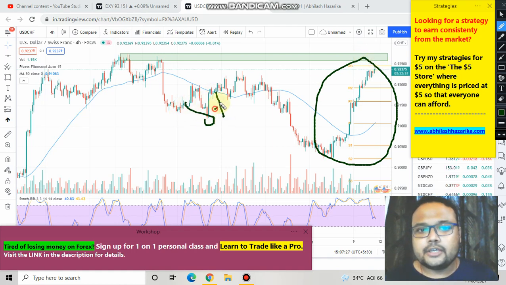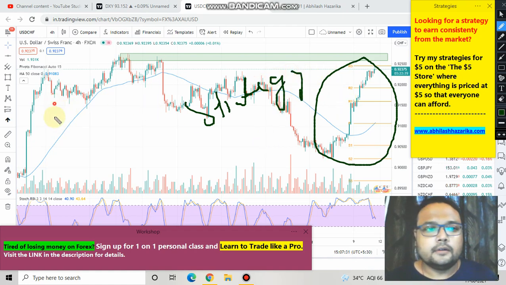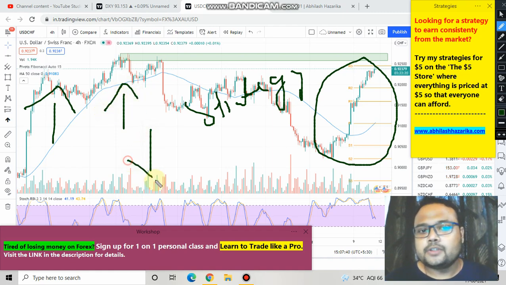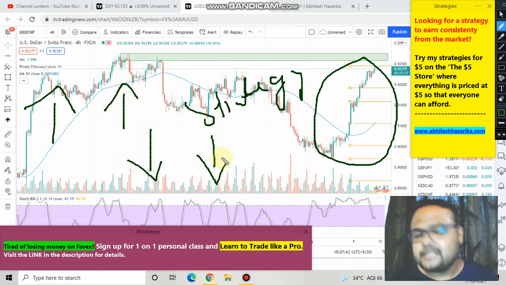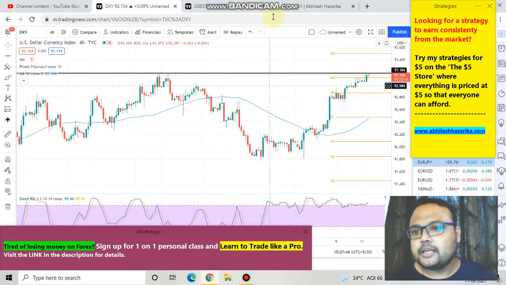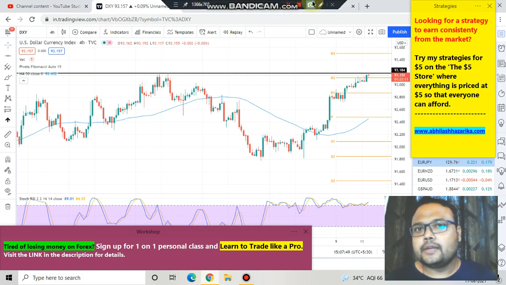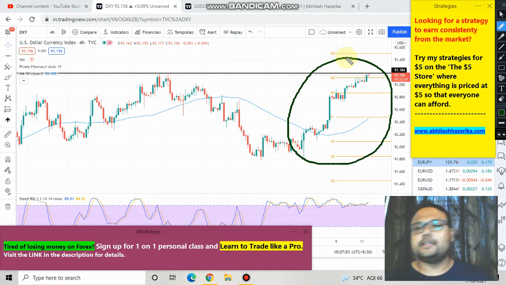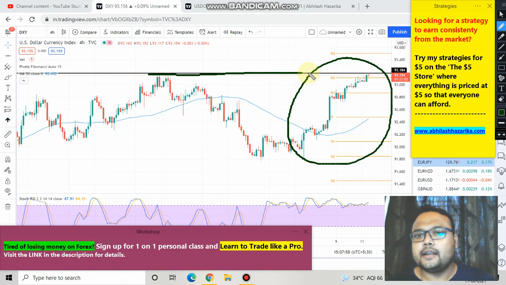For the strategy here, we must understand that the US dollar has a direct impact on the chart of USD CHF. If USD is up, USD CHF is also up. If the US dollar is down, then USD CHF is also down. And if you look at the DXY chart here, this is the US dollar index chart, then you can see that this chart also looks very similar to the chart of USD CHF. And right now you can see that USD is just standing at the resistance.